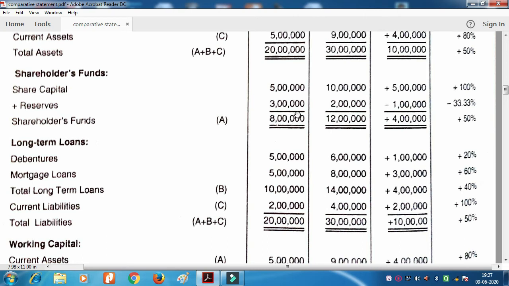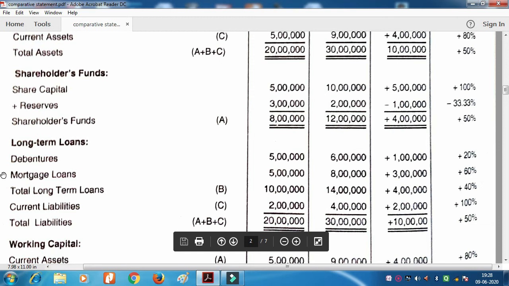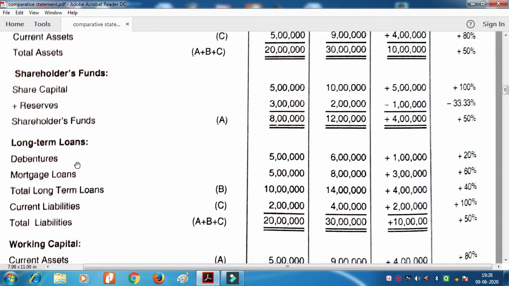Similarly reserve, from 3 lakh it reduced to 2 lakh. So the difference is 1 lakh divided by 3 lakh, it becomes negative 33.33% or one third. Similarly in case of debenture, from 5 lakh it increases to 6 lakh, so net increase is 1 lakh. So 1 lakh divided by 5 lakh becomes 20%.